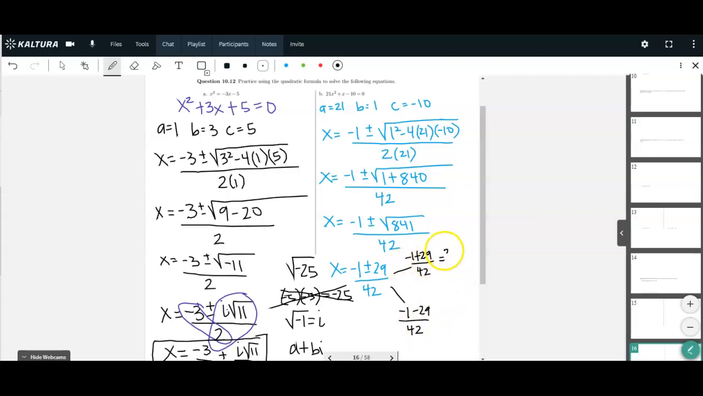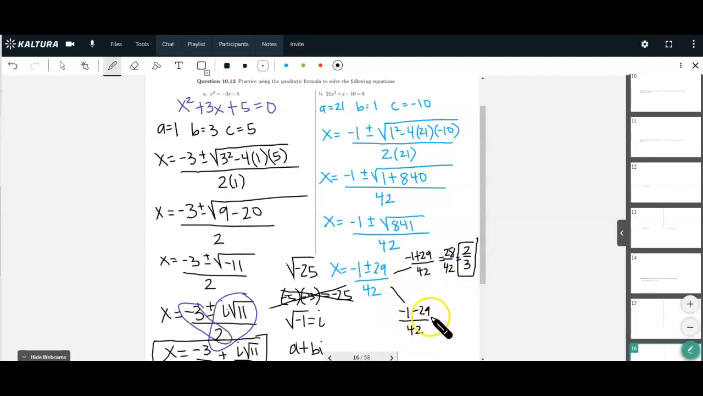On the top, when I add those together, I get 28, and then 42 on the bottom. But then I can simplify this more. If we reduce that fraction all the way, 14 actually divides into both of those numbers, so then we're left with 2/3. Okay, so 2/3 is one of my answers.